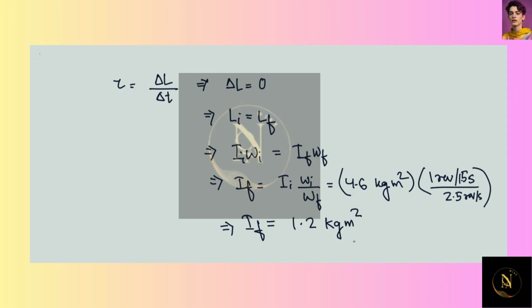Now, she accomplishes this by starting with her arms extended. So that corresponds to the initial angular velocity, and then pulling her arms into the center of her body, which gives the final angular velocity.